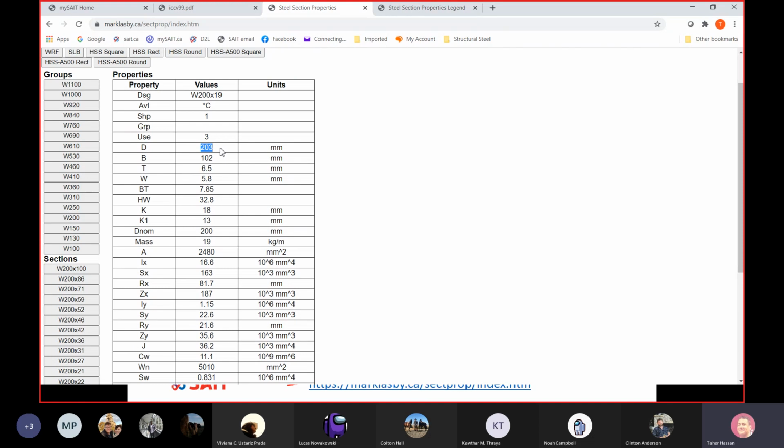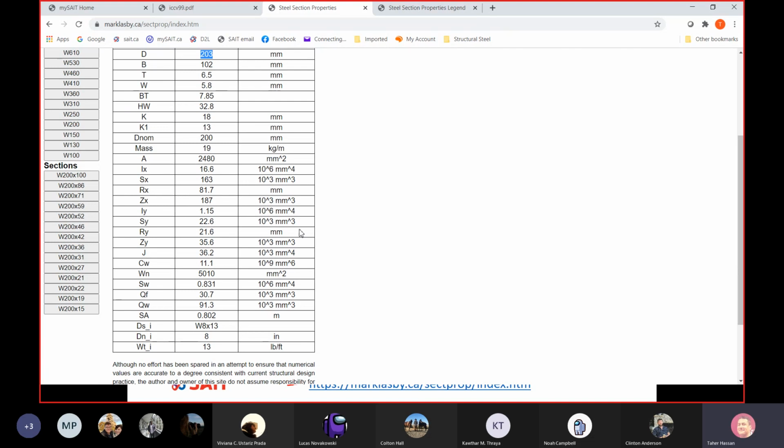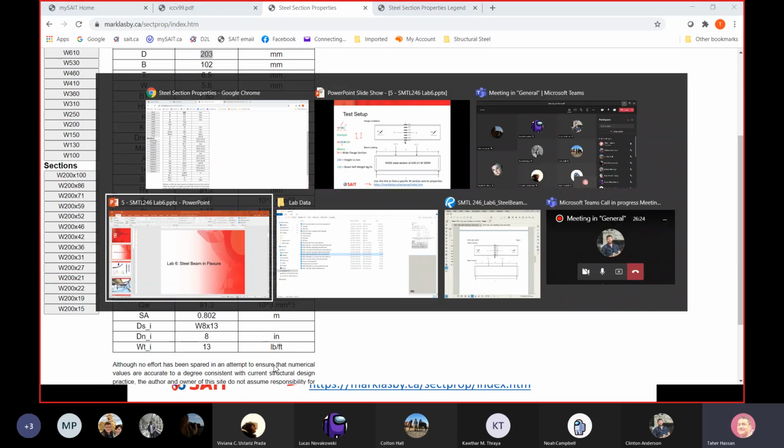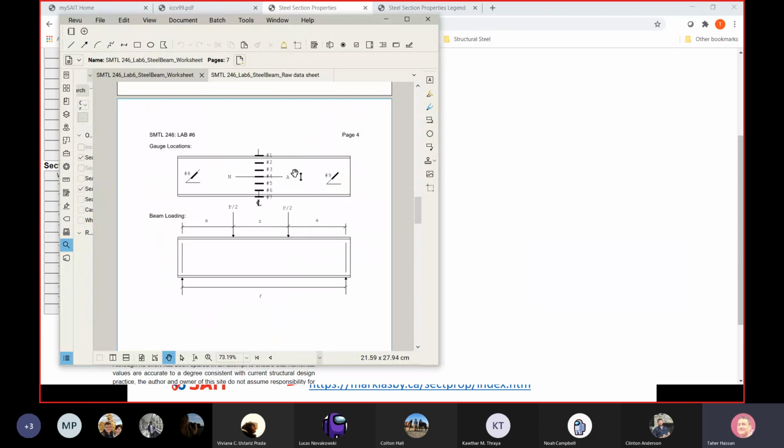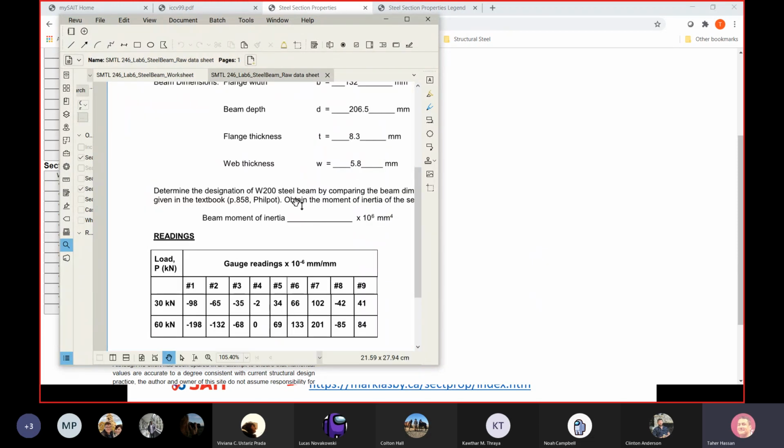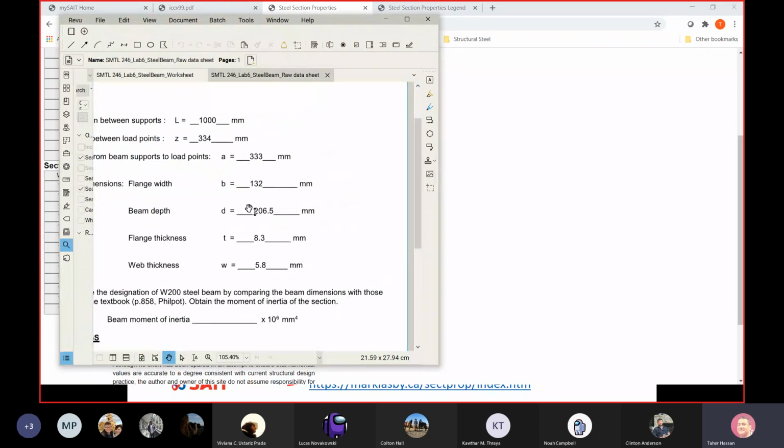8-inch beam. Now, really, one of the things on your exercise is you have to figure out which W200. So in the lab, I'll show you quickly the lab, and then we switch back to our discussion. In the lab, it simply gives you all the measurements of your beam. So I'm going to draw a rectangle right now. Here are the measurements of the beam. For example, the flange width is 132, the beam width is 206.05, and so on and so forth.